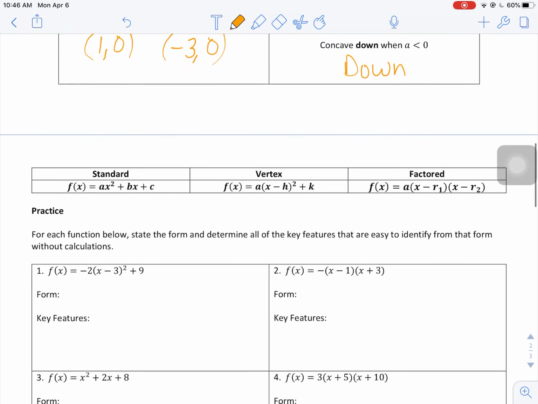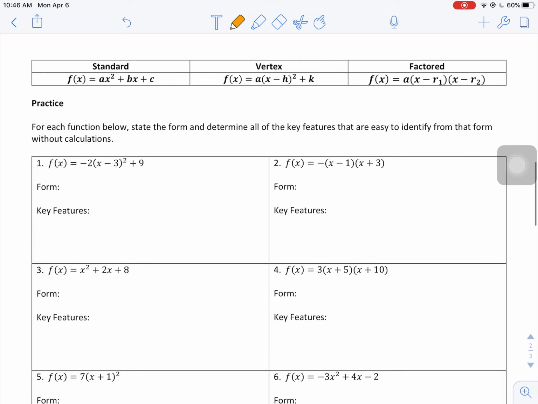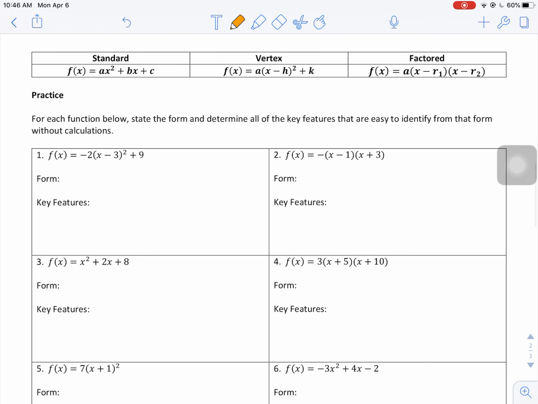So on the back, there's just a bunch of practice with these. So why don't we do the first one together, and then I would say pause the video, do the rest of them, and then check your answers. And I re-put the forms up at the top of the second page. That way, ideally, you don't have to scroll back and forth as much. So with these problems, you're going to state the form and determine all of the key features that are easy to identify from that form without calculations. So we'll do one together.